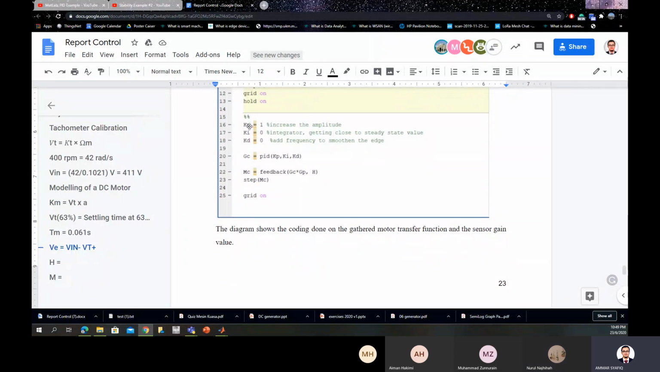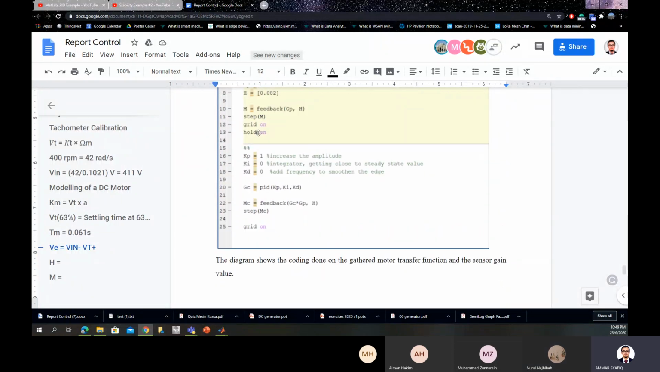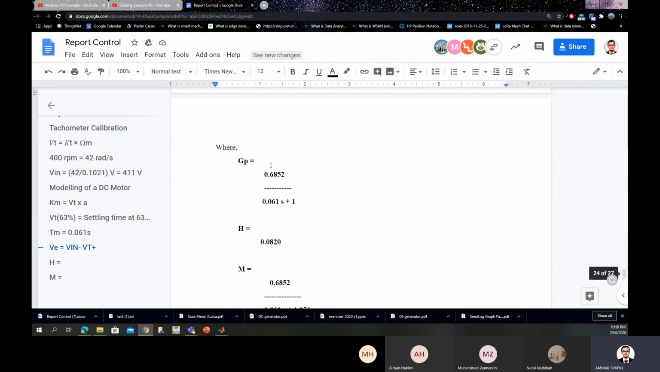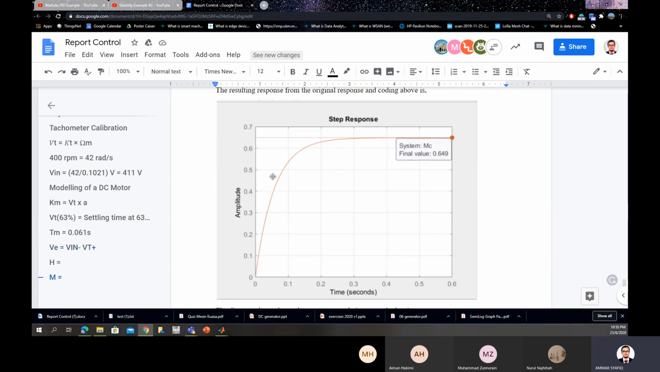Here I set the KP to 1, which is similar to the original response. Let's see what the response for the original one is. Here is the step response. We impose a step response, and what we get is a steady state of 0.65. So this is the first order.